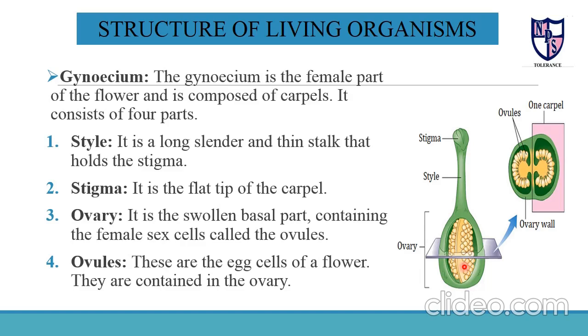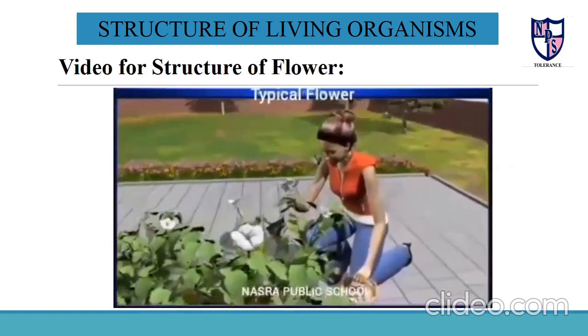So, the ovules, in the event of a favorable pollination where a compatible pollen reaches the stigma and eventually reaches the ovary to fuse with the ovules, this fertilized product forms the fruit and the ovules become the seeds of a fruit. Let us study the structure of a flower in detail.